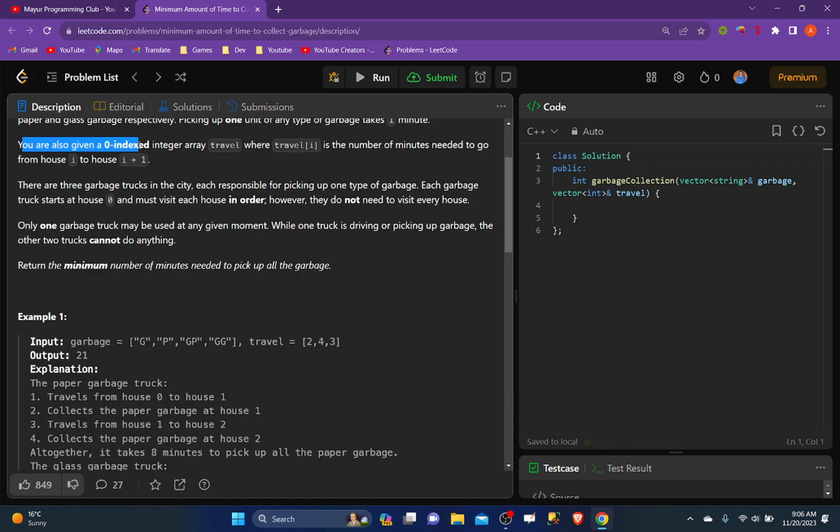You are also given a zero indexed array travel, where an entry travel I represents the minutes that you need to go from house I to house I plus one. So if you go according to the indices, then travel zero represents, just a second.